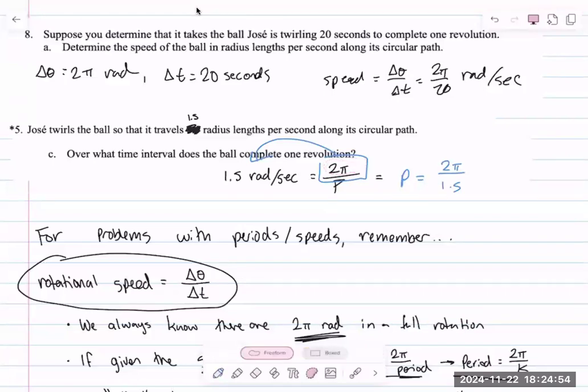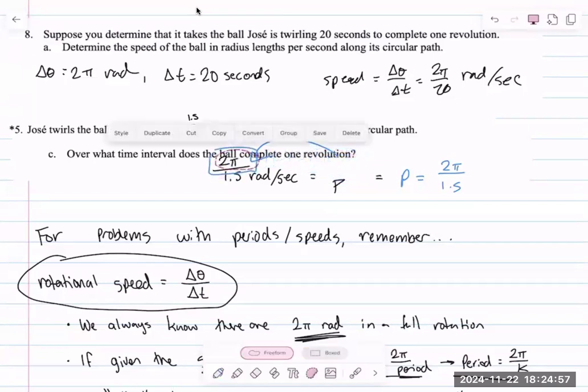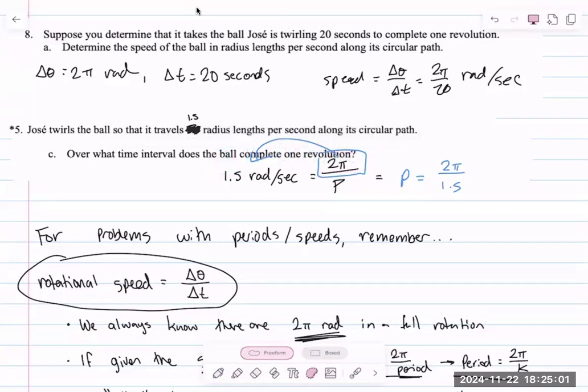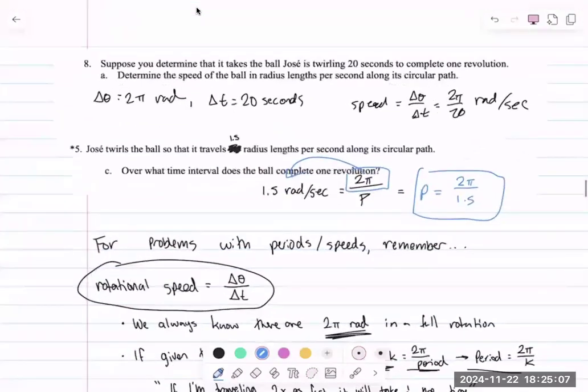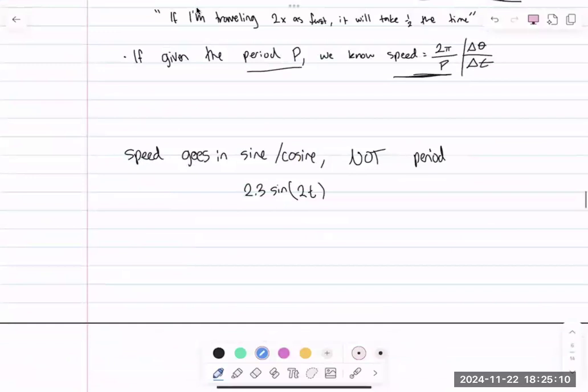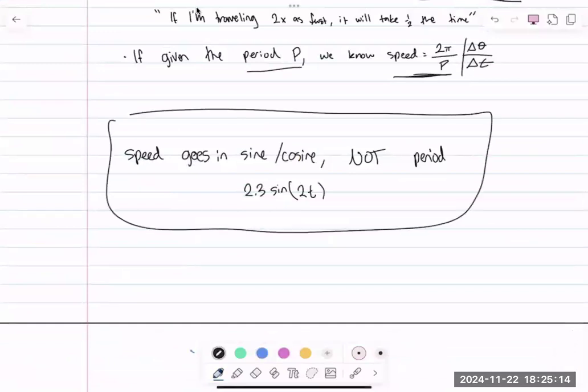We just took this hat off of p and put it on 1.5. I like to do that. You can also cross multiply if you like, but this is the method that I like to use. And so this would be our period. Okay. Remember, for modeling problems, speed goes into sine or cosine, not period.